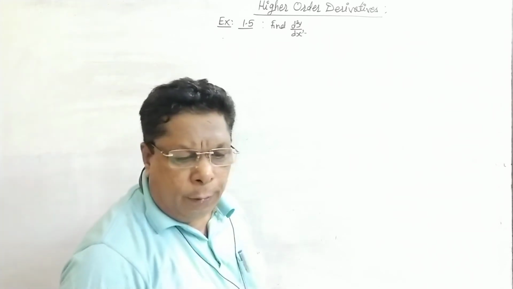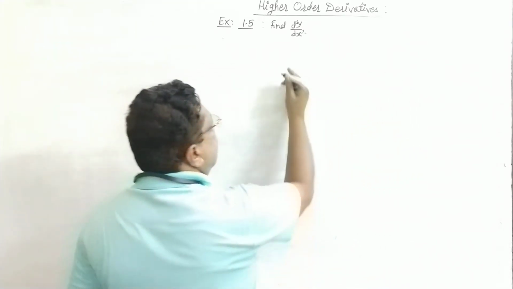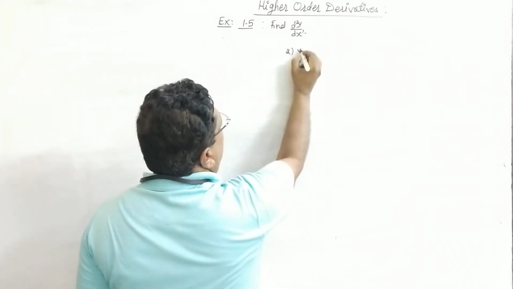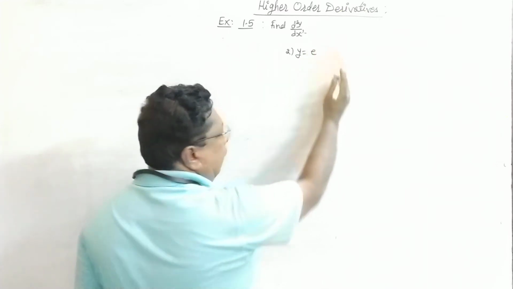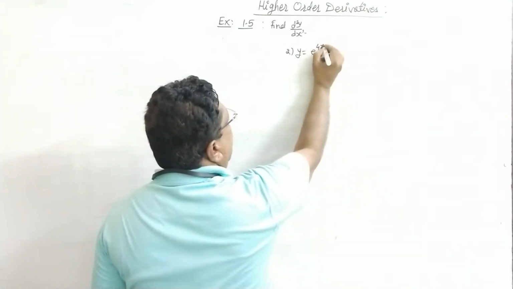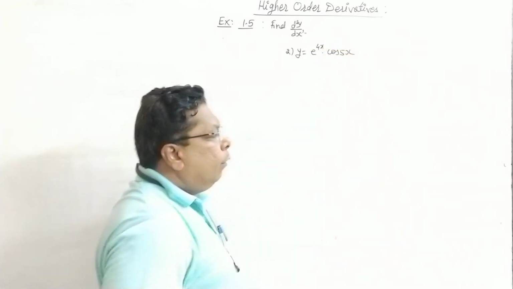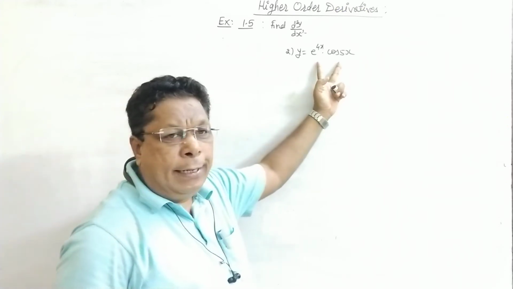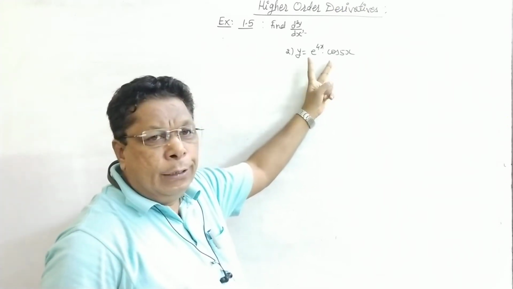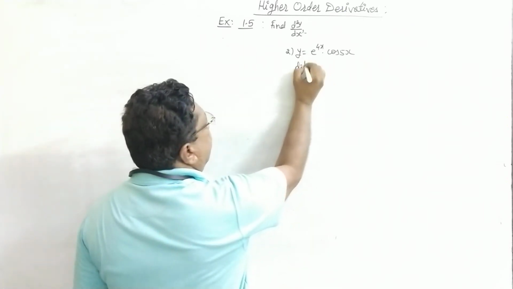Now take the next one. Y is equal to e raised to 4x into cos 5x. Now see here, these two functions are in product form. So to differentiate the given function y, use product rule of derivative here. Okay, differentiate with respect to x.